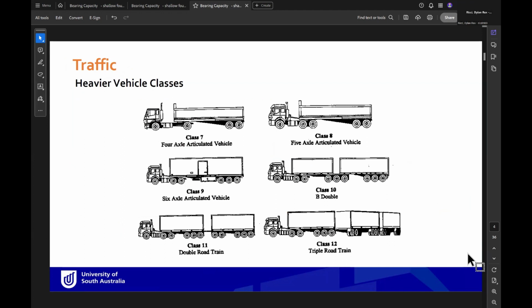And we have some heavier vehicle classes. Class 7 is 4 axle articulated vehicle. Class 8, 5 axle articulated vehicle. Class 9, 6 axle articulated vehicle. And class 10, B double. And class 11, double road train. And class 12, triple road train. So each of these classes has a different number of axles, a different number of tires, and also different weight per each tire.